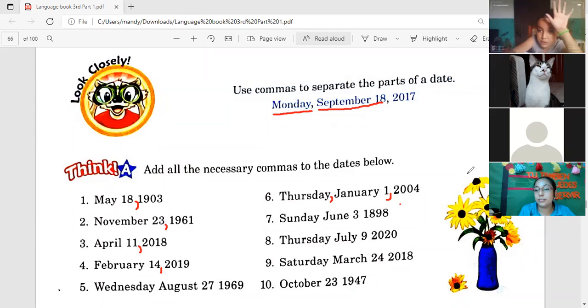Jimena Enriquez, number five. Jimena, are you there? Luisa, help me, please. Wednesday, June 3, comma, 1898. Exactly. Sunday, June 3rd, 1898. Jimena, it's your turn. Number five, Wednesday, August 27, 1969. Wednesday, comma, August 27, comma.